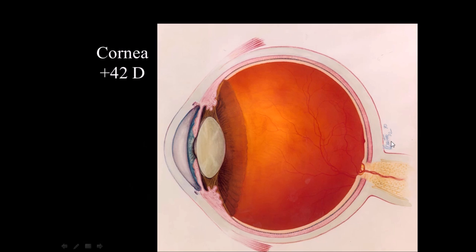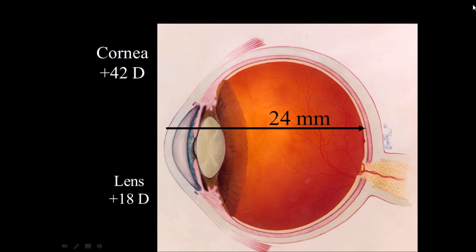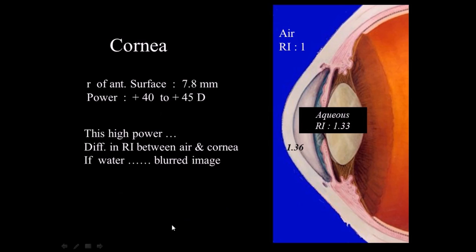The cornea is a plus lens with a power of plus 42 diopters, while the crystalline lens has a power of plus 18 diopters. The anteroposterior diameter of the eye, the distance between the cornea and the retina, is 24 millimeters. The cornea has a radius of curvature of the anterior surface of 7.8, and its power varies between 40 to 45. This is a high power because we have a huge difference in the refractive index between the air and the cornea. So most of the refraction occurs on the anterior surface of the cornea.